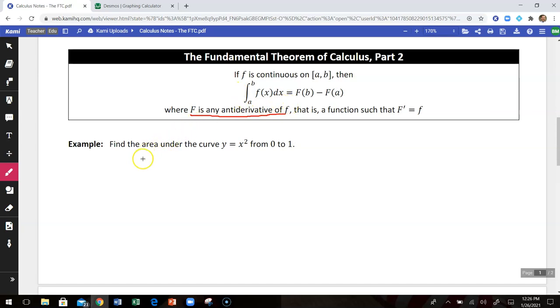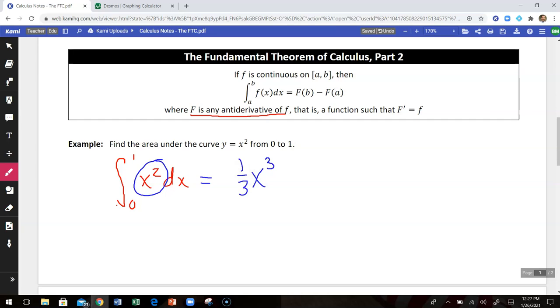Okay, which again, when we do that, we're finding area under a curve of a graph. So find the area under the curve y equals x squared from 0 to 1. So the integral that we would set up here is we would do the integral from 0 to 1 of our function x squared dx. To evaluate this, we are to take the antiderivative of our function, which would be 1/3 x cubed.